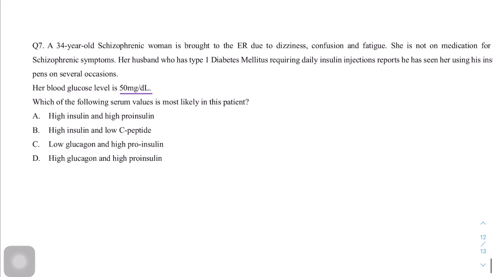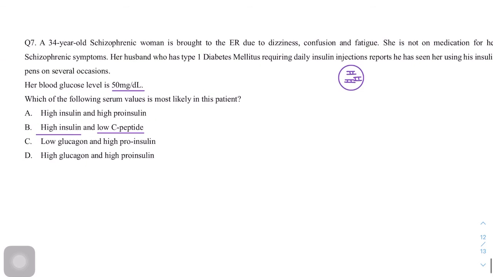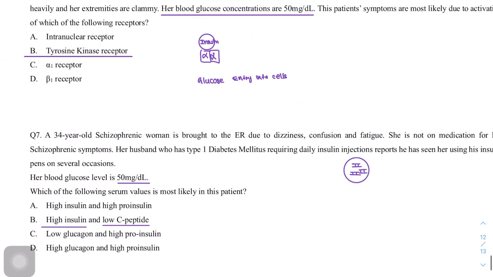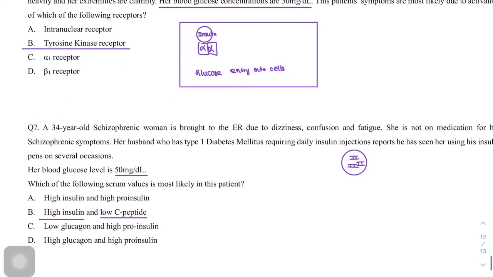Now what happens here is there's going to be high insulin and low C-peptide because this is exogenous production. That is, a pharmaceutical company produces insulin which will only have the beta and the alpha subunits of insulin. It will not include C-peptide. And this high insulin follows the same concept in this question. So now there's low blood glucose and that will lead to the symptoms which are shown here.